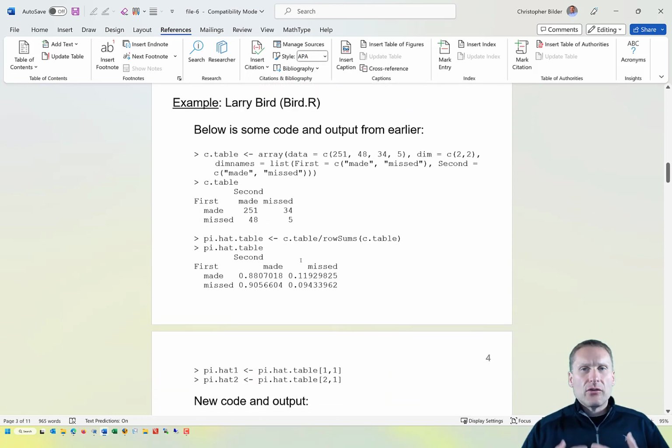Okay, so let's look at how we can compute this interval. So we're going to go back to the Larry Bird data again. And remember what we're interested in this particular situation.